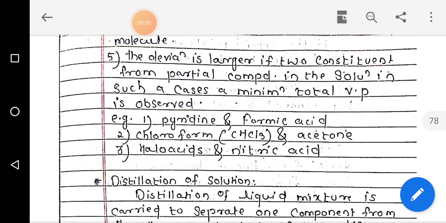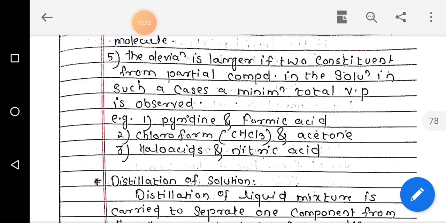In such a case, minimum total vapor pressure is observed. Examples are also given here. One example is pyridine and another is formic acid. Pyridine and formic acid are two examples having more force of attraction and giving negative deviations. Another example is chloroform, CHCl3, and acetone. Both are organic compounds with more force of attraction, and they also give negative deviations.